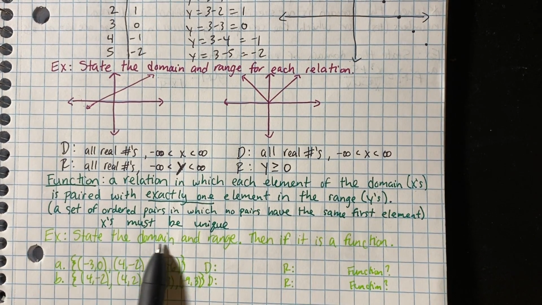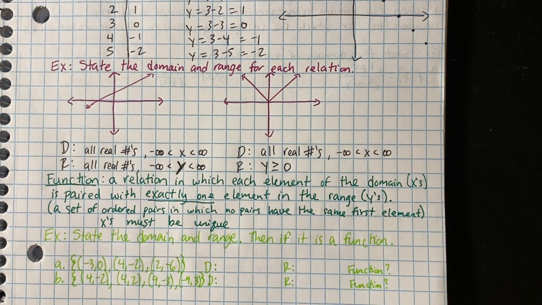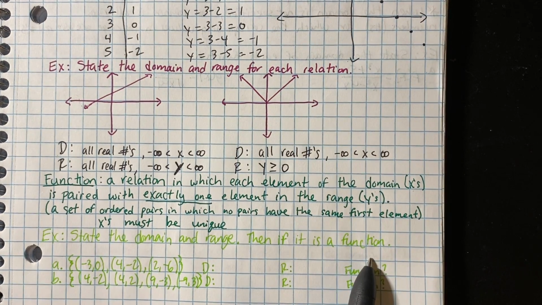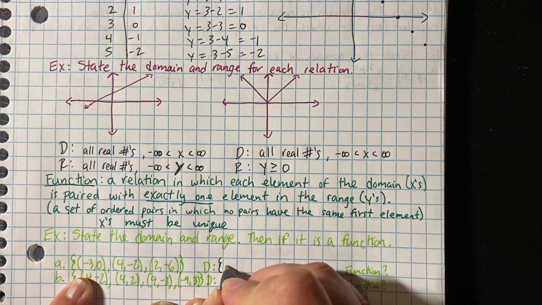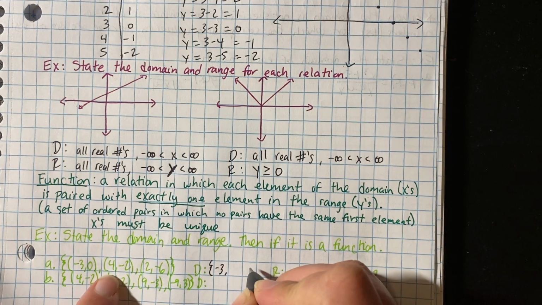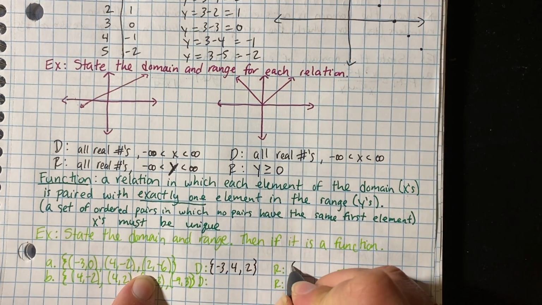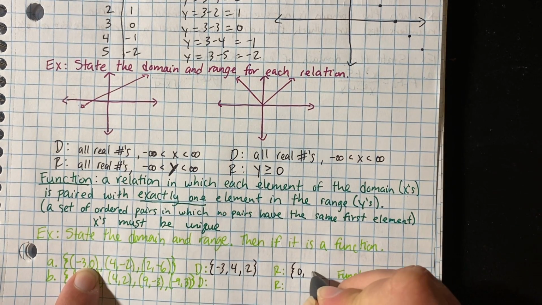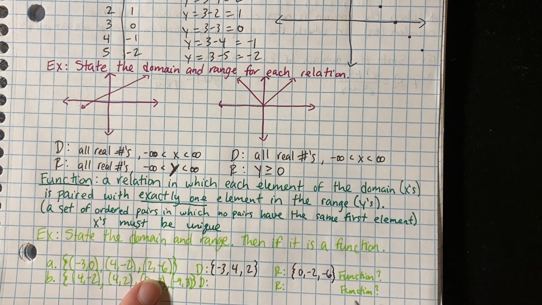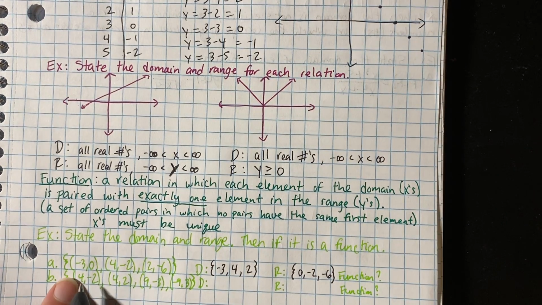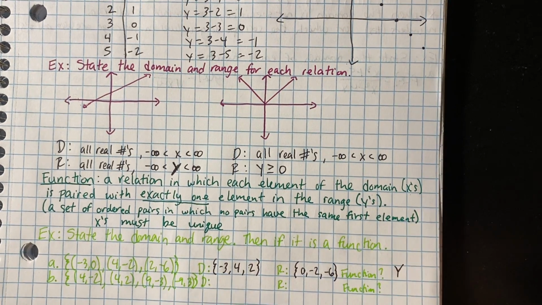So right down here, state the domain and range, and then if it is a function. So tell us the domain and range, and then tell us if that's a function. So we'll start here with the domain. Our domain is going to be the first number, so -3, 4, and 2. My range will be the list of second numbers, so 0, -2, -6. Is this one a function? Are all of these first numbers unique? Yes, they are. So yes, that's going to be a function.